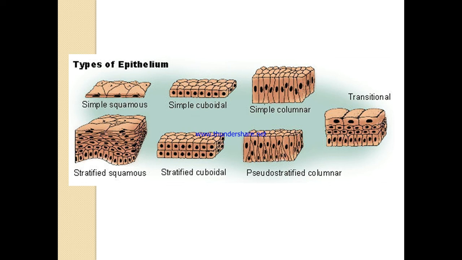So the epithelium has different types, as we said: simple squamous, simple cuboidal, simple columnar, stratified squamous, stratified cuboidal, pseudostratified columnar, and transitional epithelial tissue.